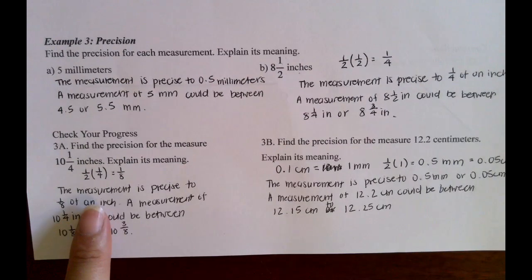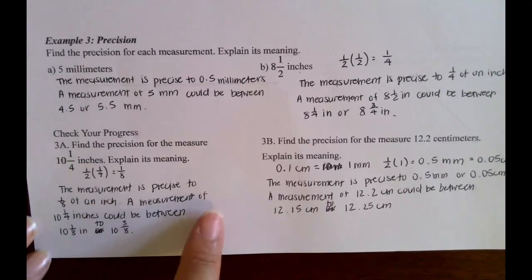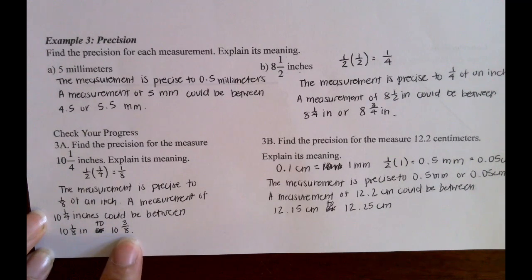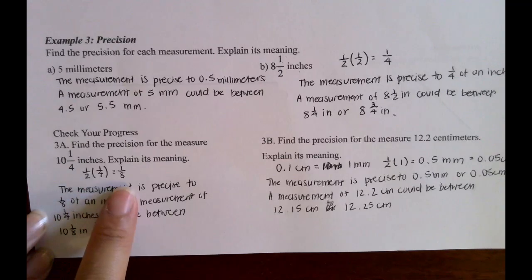For 3A, for check your progress, the measurement is precise to 1/8 of an inch. A measurement of 10.25 inches could be between 10 1/8 inches to 10 3/8 inches. Okay. The reason for that is half of a fourth is an eighth.